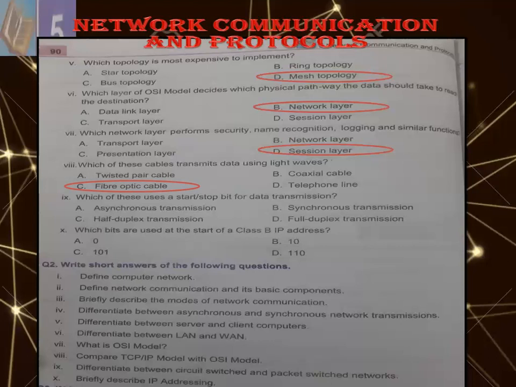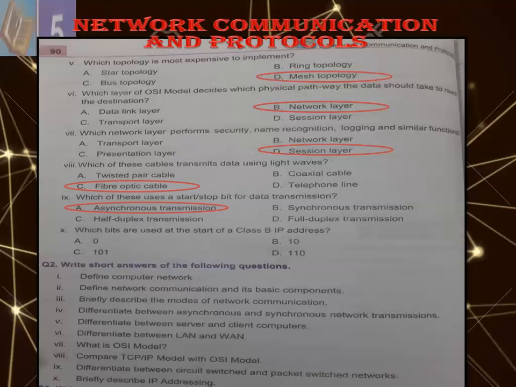Which of these uses a start-stop bit for data transmission? A, asynchronous transmission; B, synchronous transmission; C, half duplex; D, full duplex transmission. Asynchronous transmission uses a start and stop bit for data transmission. Two additional bits are attached in asynchronous transmission mode to send and receive your data.